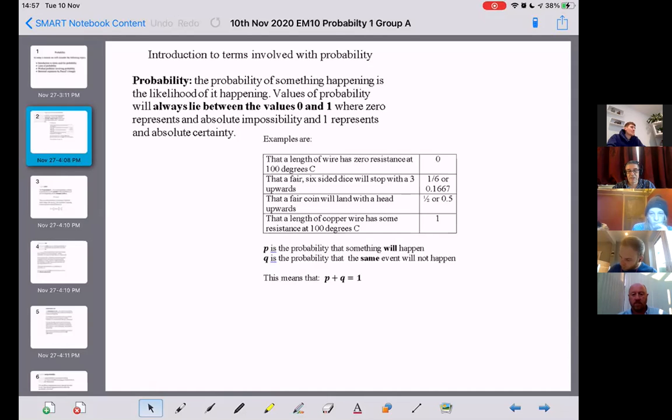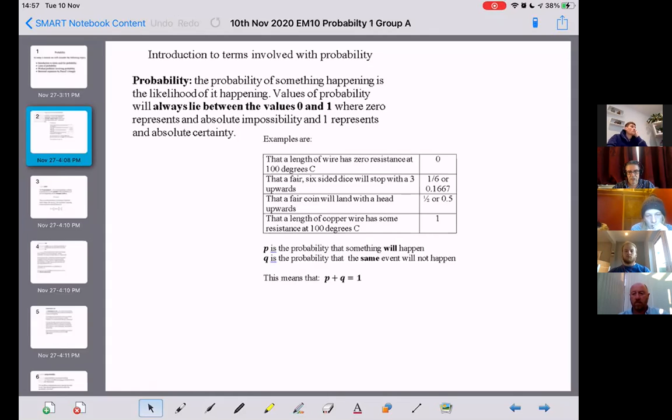So 0 represents absolute impossibility, 1 represents an absolute certainty, and there's some examples there. The probability that a length of wire has 0 resistance at 100 degrees C is an absolute impossibility, so its probability is 0. That a fair 6-sided dice will stop with a 3 upwards is 1/6, or 0.1667, because there's 6 numbers on the dice, 3 is just one of them. That a fair coin will land with a head upwards is a half, or 0.5, and that a length of copper wire has some resistance at 100 degrees C, well, that's a certainty. It will have some.